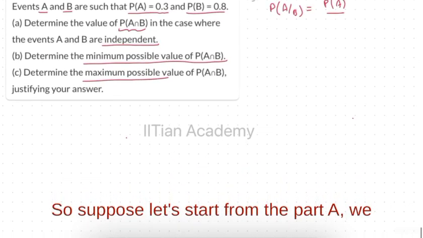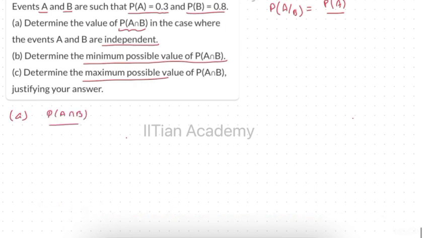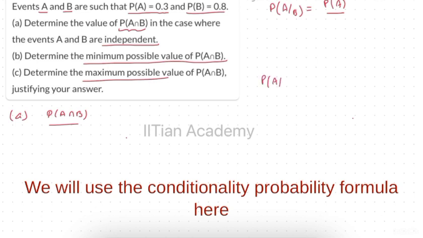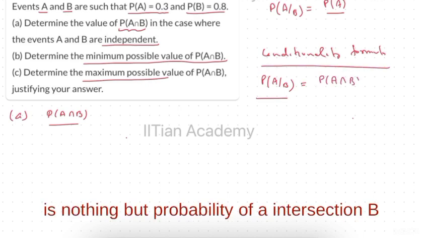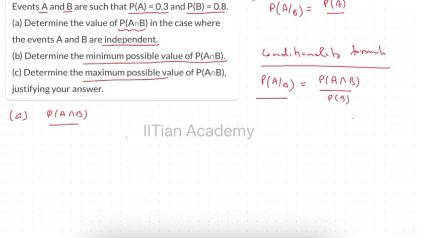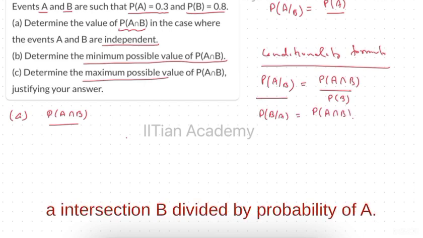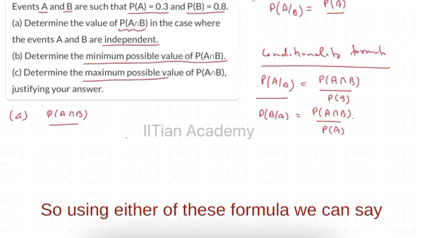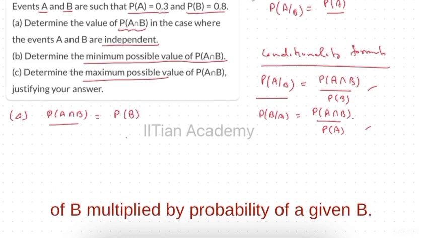Let's start from part A. We have to identify the value of A intersection B. We will use the conditional probability formula here: the probability of A given B is the probability of A intersection B divided by the probability of B. Or the probability of B given A is the probability of A intersection B divided by the probability of A. So using either of these formulas, the probability of A intersection B will be the probability of B multiplied by the probability of A given B.